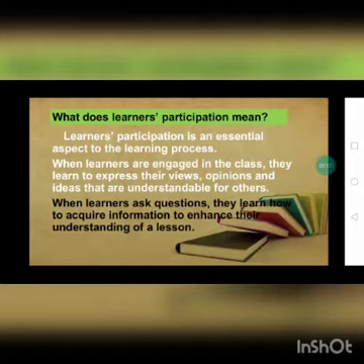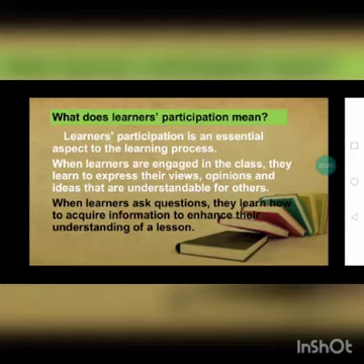Learners' participation is an essential aspect of the learning process. This is very important nga kanang makita jud nimo nga kanang participate ang isa ka estudyante or ang isa ka learner because through this makita nimo og naabay na sulod sa iyang una na ba siya nakuha gikan sa mga lessons nga na tackle. When learners are engaged in the class, they learn to express their views, opinions, and ideas that are understandable for others. So they become confident to express their ideas.